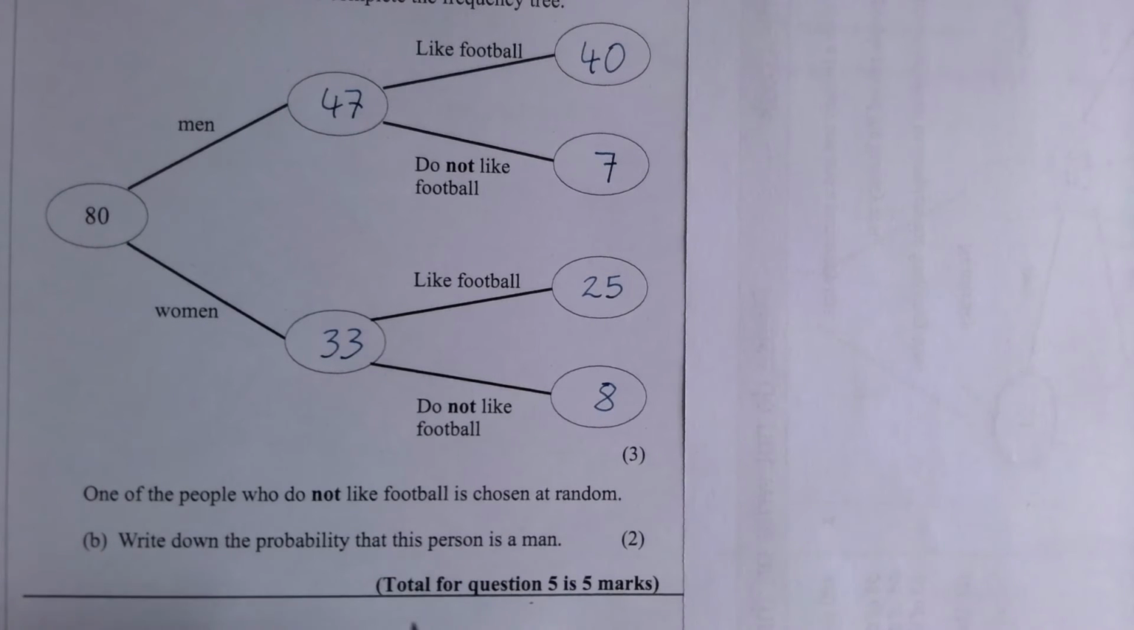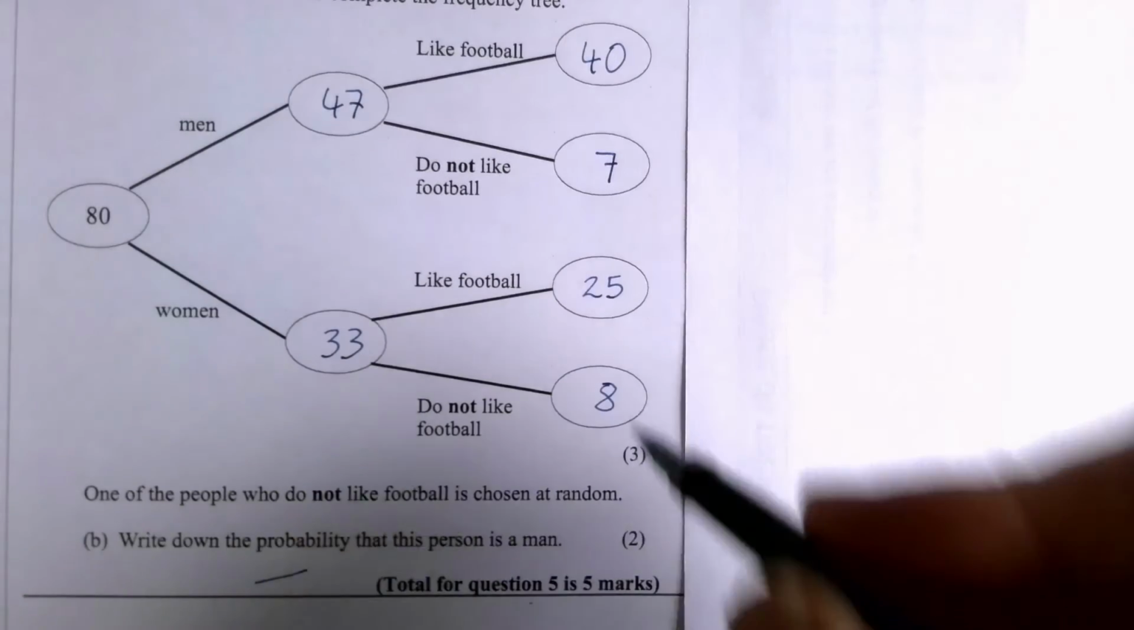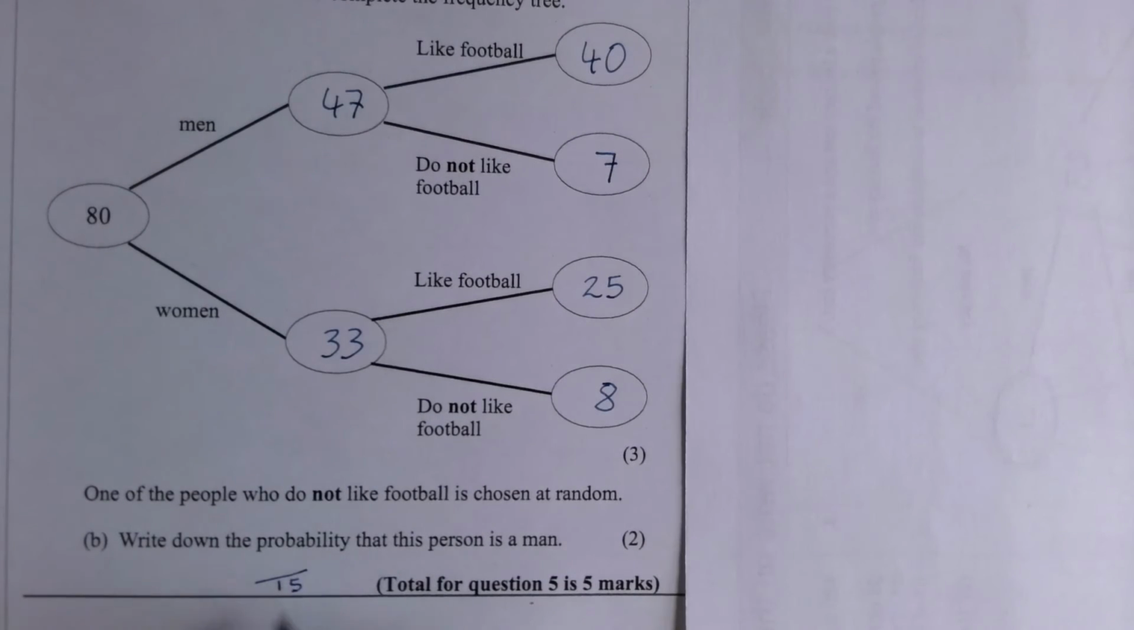One of the people who do not like football is chosen at random. Write down the probability that this is a man. Now this isn't going to be having 80 as our bottom thing, because it's one of the people who do not like football has been chosen at random. So not liking football, there's 15 of those, and 7 of them are men. So that's actually 7 out of 15.